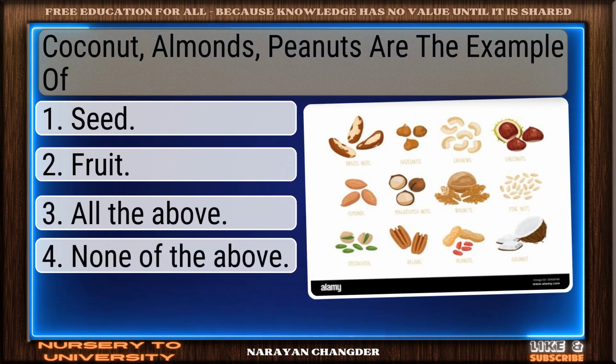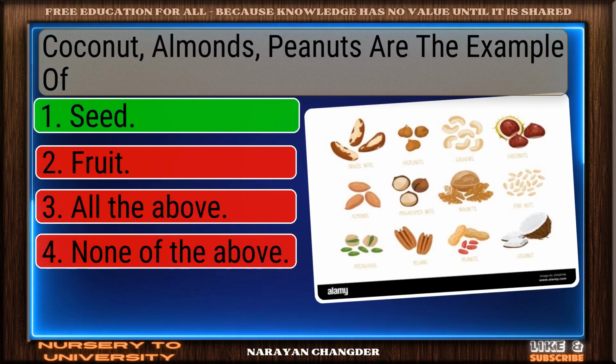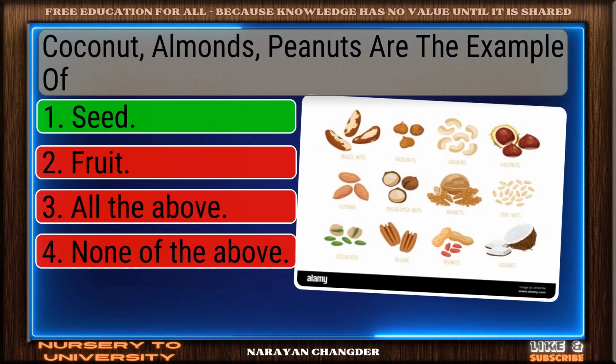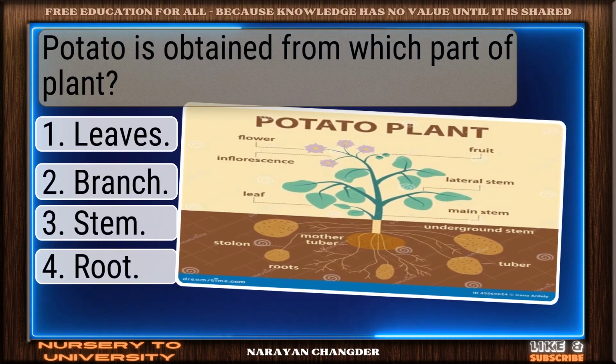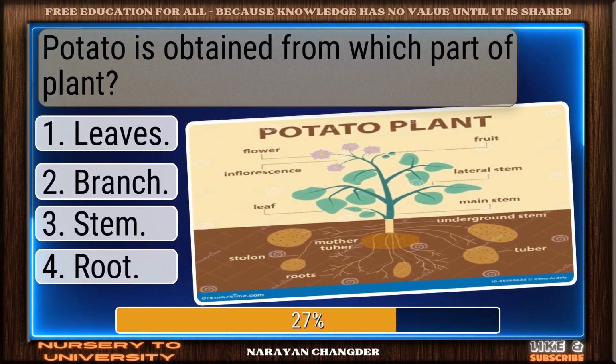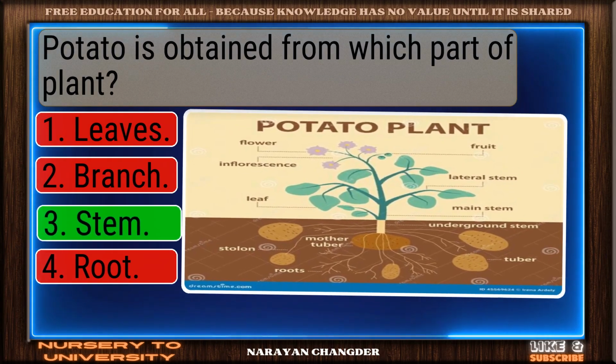Coconut, almonds, peanuts are the example of. Right choice. Seed is the best answer. Potato is obtained from which part of plant? Well done. Stem is the right choice.